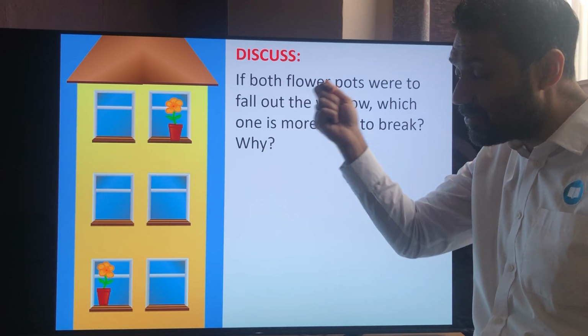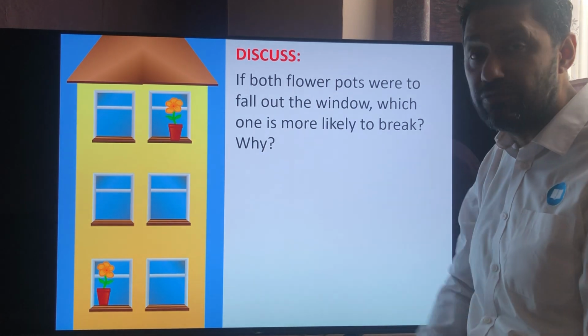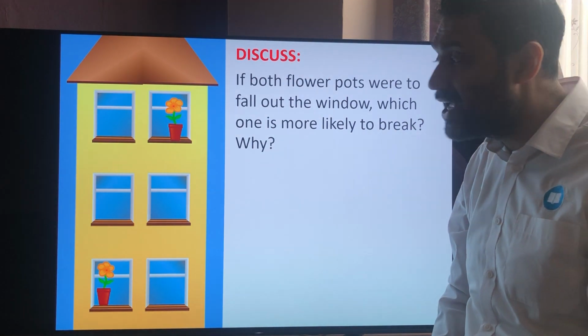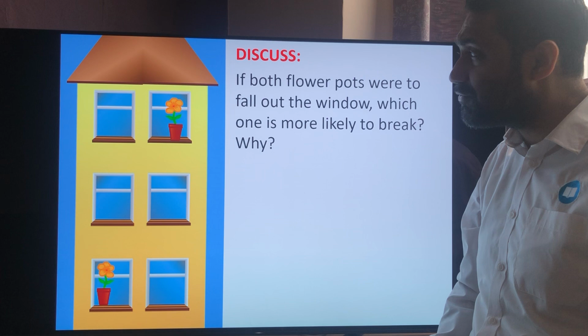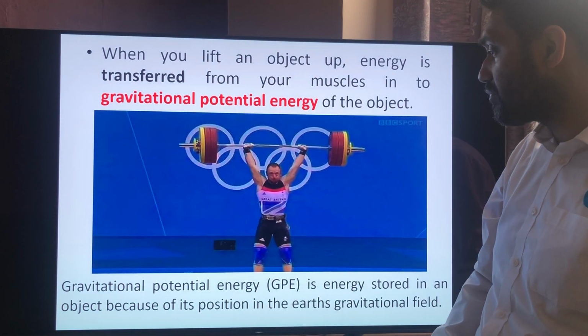And if the velocity is coming faster and faster and faster, as it hits the floor, it's going to hit with a greater impact force and therefore smash. Okay, so that should be straightforward. It should be quite a straightforward thing.